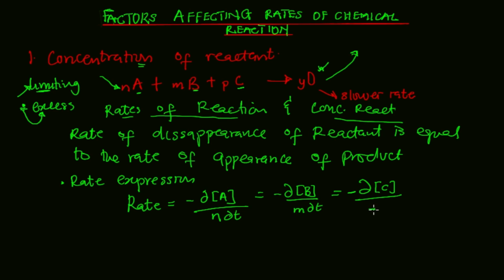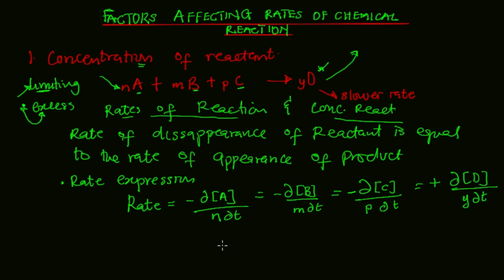this is not minus actually, because we've already indicated minus here. So in that scenario, this is going to be p, and we are going to have change in t. Then this is equal to positive change in concentration of D divided by y change in t.